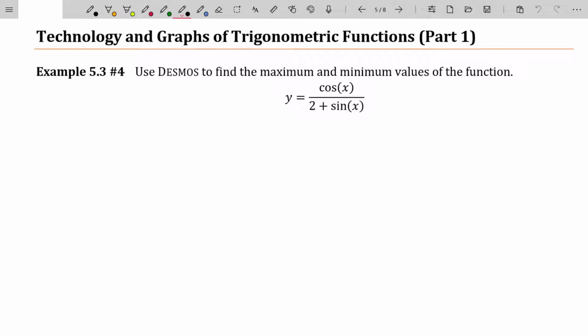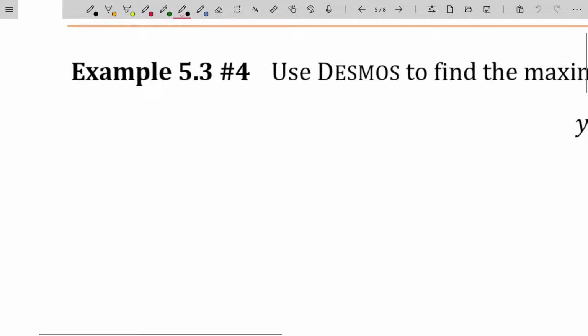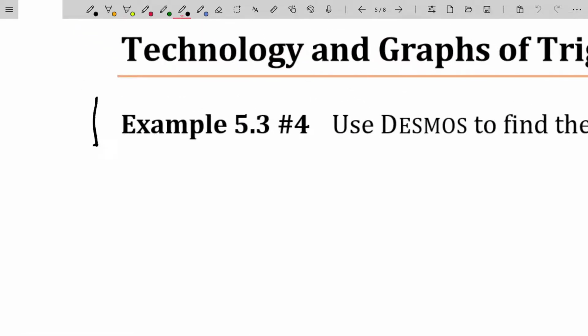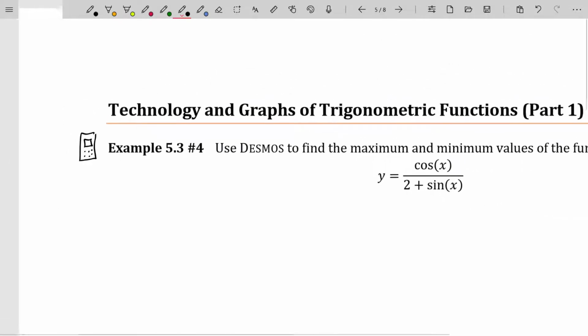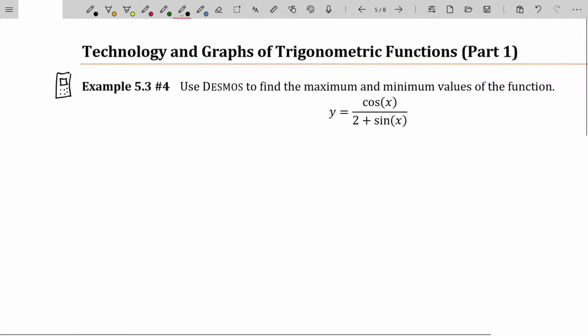You should not really use technology to graph trig functions. However, there are many times within your homework or within a textbook that it says use a calculator, or it has a little calculator symbol next to the problem itself. So this is very common. And if that's the case, it means you have to use a calculator to do this problem.